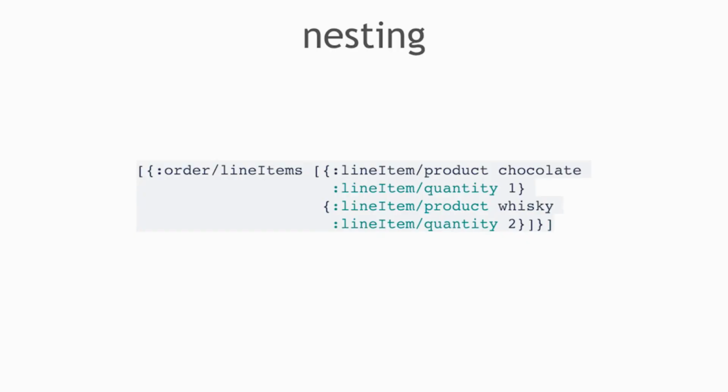There's another question. All right. Now, the super nice thing about these entity maps is that they can nest. So here, I'm creating an order. And you know what? I don't need that order ID either.